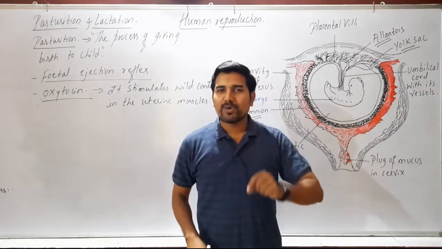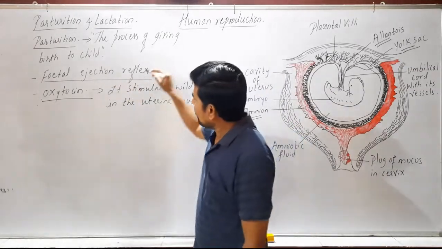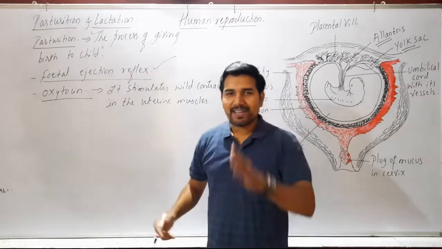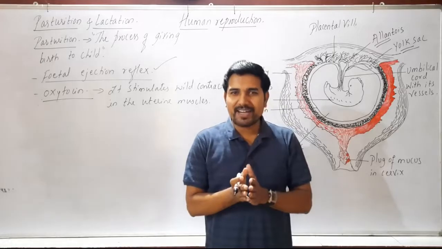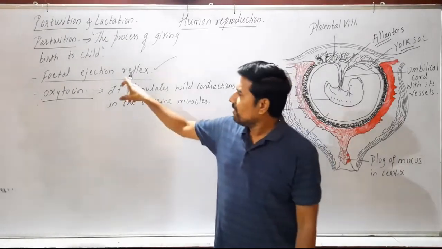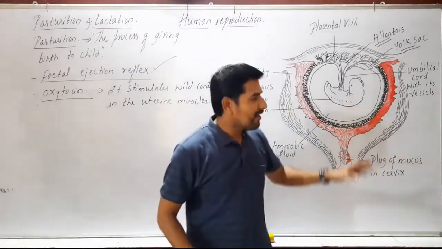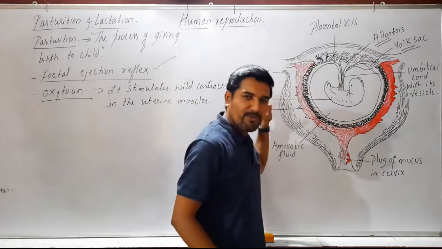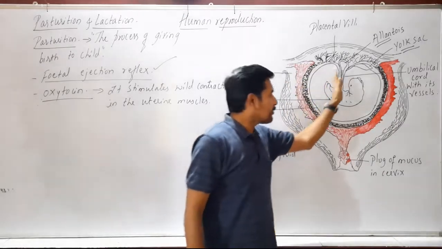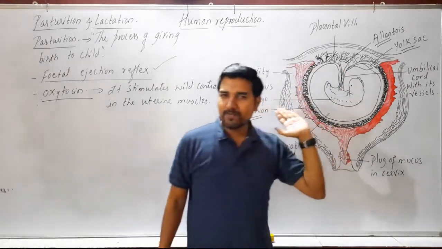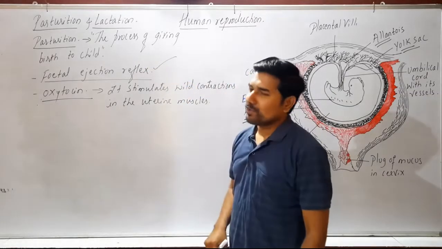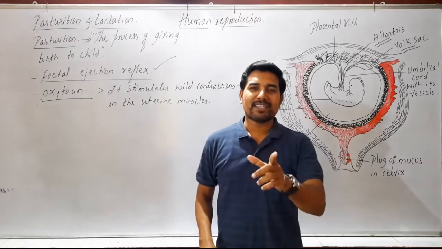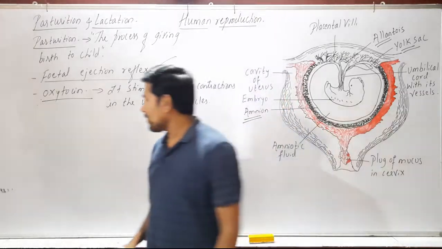That means parturition is under the control of the fetal ejection reflex. The placenta exhibits mild contractions in the uterine muscles, which is called the fetal ejection reflex. The fetal ejection reflex along with the oxytocin hormone are responsible for the wild contractions of the uterine muscles, so that the baby can take its birth. Because of this reason, the oxytocin hormone is called the delivery hormone or parturition hormone.